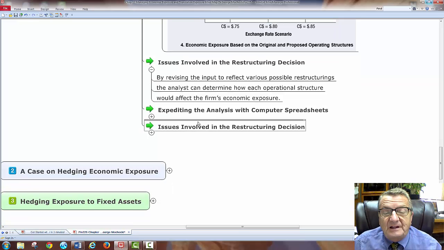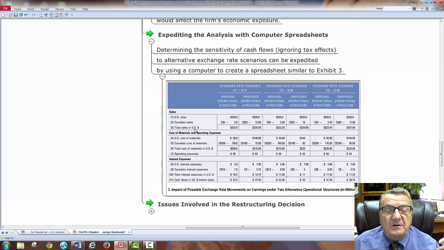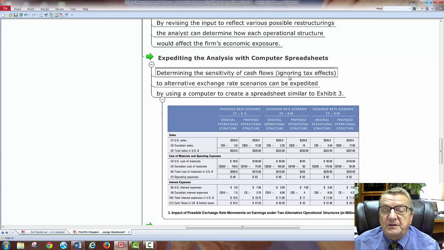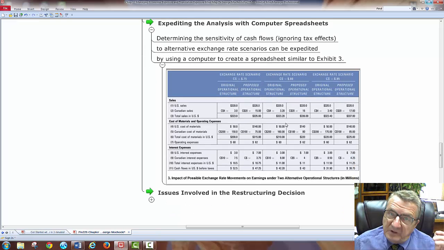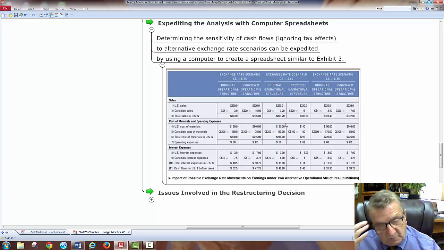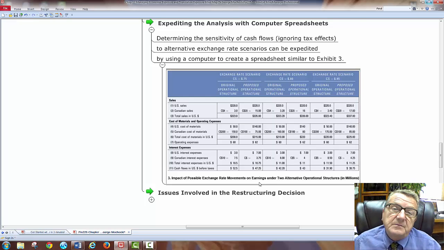Okay, expedient analysis with computer spreadsheets. It just shows you, and I think I've got an exhibit in here. Basically, determining the sensitivity of cash flows, ignoring tax effects, to alternative exchange rate scenarios can be expedited by using computers to create spreadsheets. Spreadsheets are nice. You have the formulas, you feed in the information, and once you understand the spreadsheet, you get what they call the dashboard at the bottom, saying here's how much I'm making depending on the different exchange rate scenarios, and which one would be the best one I should be looking for. Okay?